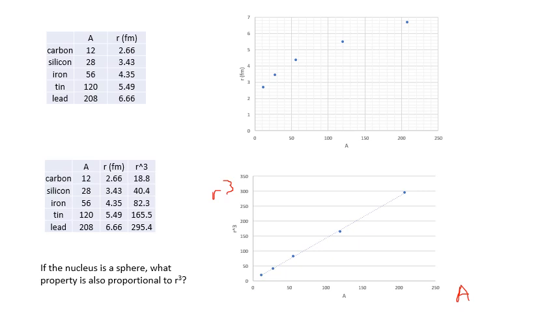Look at that. Now, if our nucleus is a sphere, what property is also proportional to r cubed? You should really figure out it's the volume. So the volume of the nucleus is proportional to its mass number. That's not really surprising, is it? Yes, the more particles there are in the nucleus, the bigger its volume. It is actually interesting that the volume is proportional to the mass number.